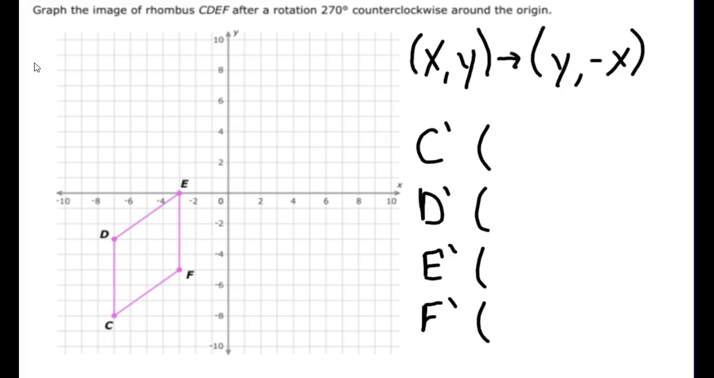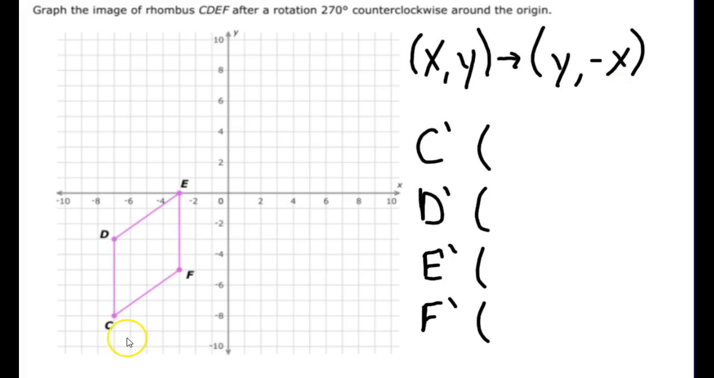Example 3, we want to graph the image of rhombus CDEF after a rotation 270 degrees counterclockwise around the origin. Previously in a lesson, I told you to write down a few different rules for reflections and rotations about the origin. This is going to come in handy now. Okay, so if we're going 270 degrees counterclockwise around the origin, our rule is that the y coordinate from our first point is going to become our x coordinate, and the x coordinate, we're going to make the opposite, and that's going to be our new y coordinate.